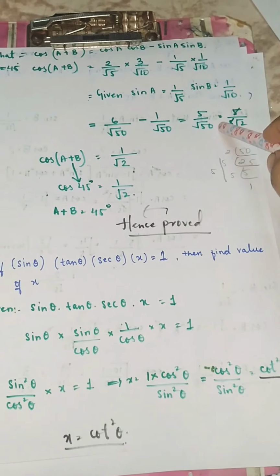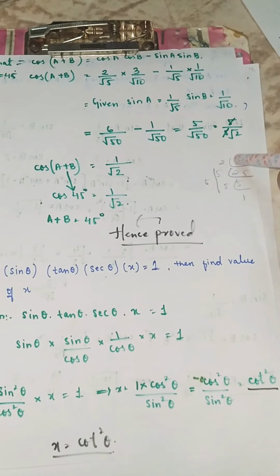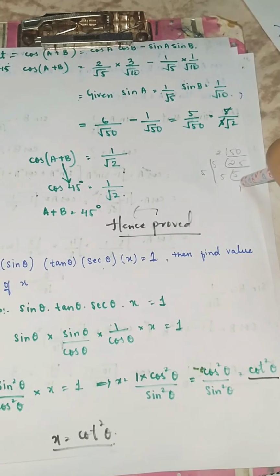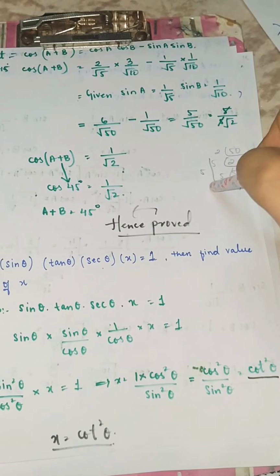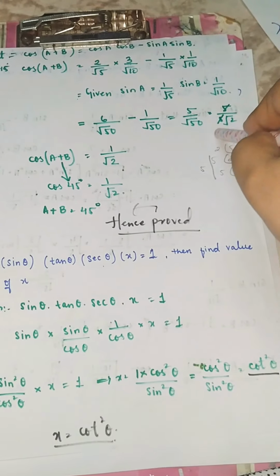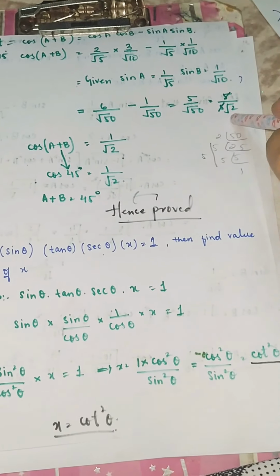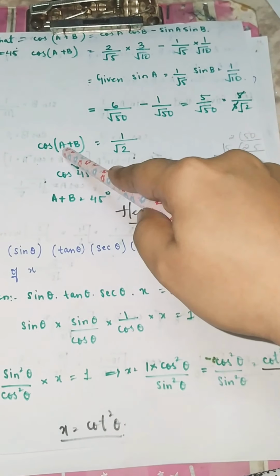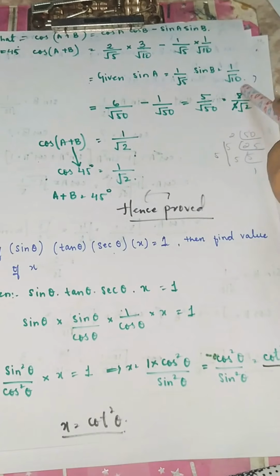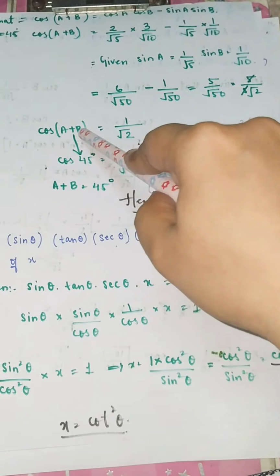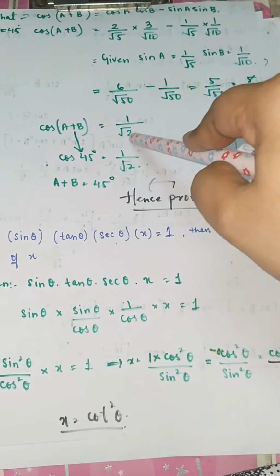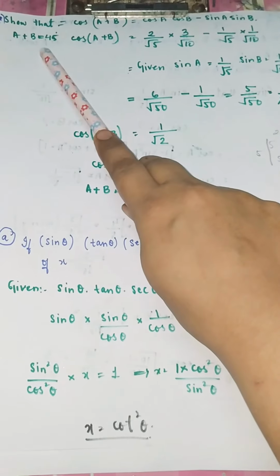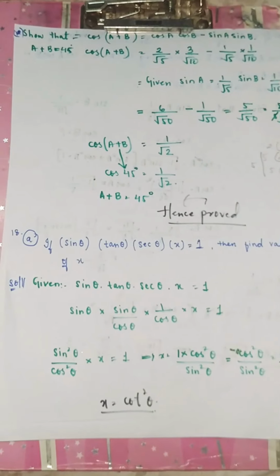5 by root 50. You have to take the root of 50. 2 twos are 4, 2 fives are 10, 5 fives are 25, 5 ones are 5. These 5 you have to take, and 2. You have to write like this: 5 root 2, this is the root of 50. Cos(A plus B) is equal to 1 by root 2. The answer is 1 by root 2. If we are taking A plus B as 45, cos 45 degree is equal to 1 by root 2. A plus B is equal to 45. Hence it is proved.